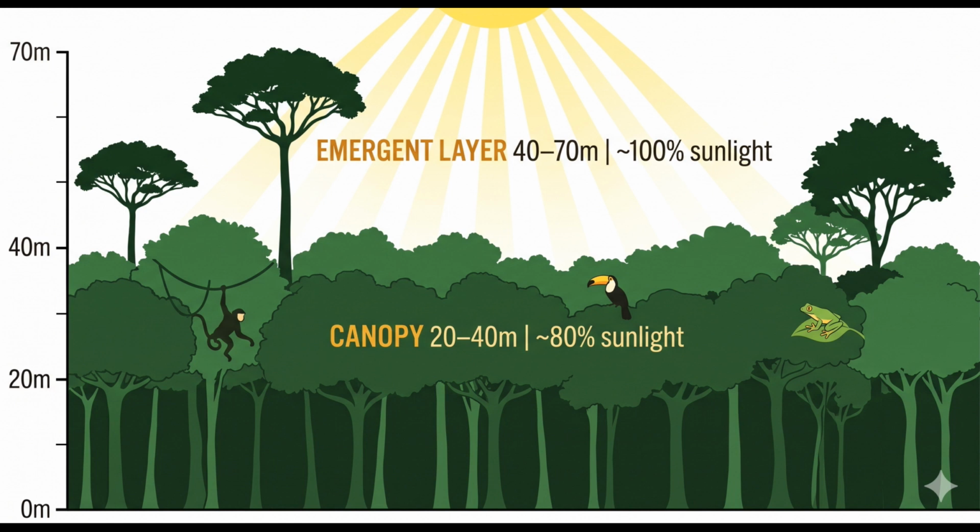Below them, the canopy at 20 to 40 meters. This is a dense, continuous roof of overlapping tree crowns. It intercepts approximately 80% of incoming sunlight. It is also the most biodiverse layer in the entire forest, home to most of the birds, insects, and mammals: howler monkeys, toucans, tree frogs.